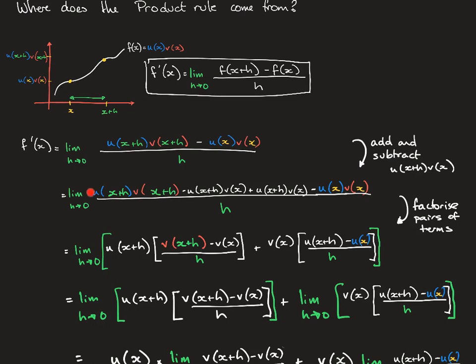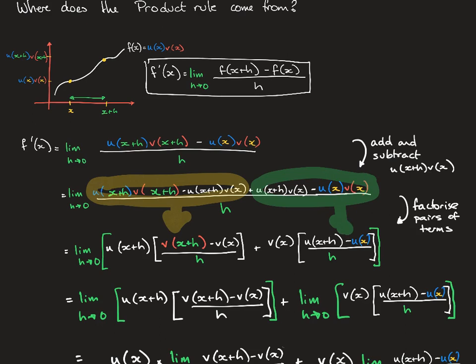So then what I'm going to do is take this set of terms here at the front, and factor out u of x plus h. You can see u of x plus h in both of those two terms there. So I'm actually going to put this into one term. And then I'm going to do the same with this, taking out v of x to give me the two terms. So now you can see I've got one term with a common factor of u of x plus h out the front, and a second term with a common factor of v of x out the front.